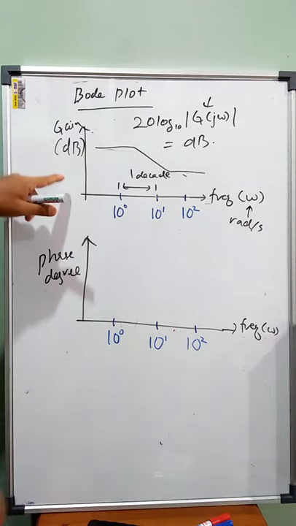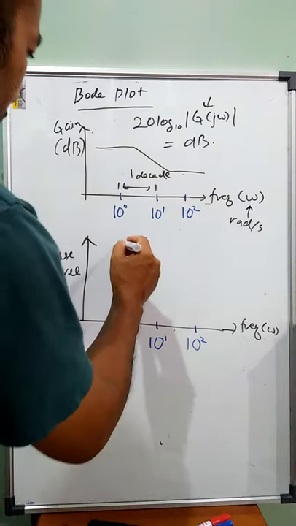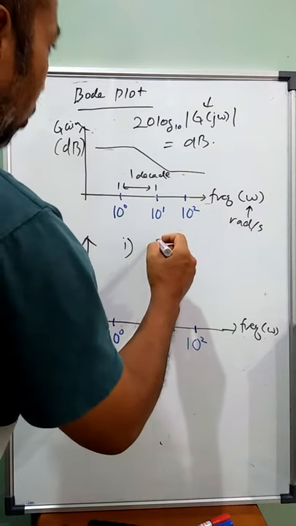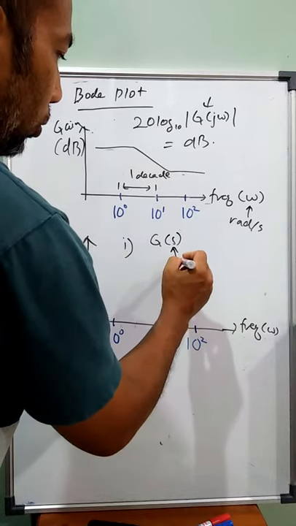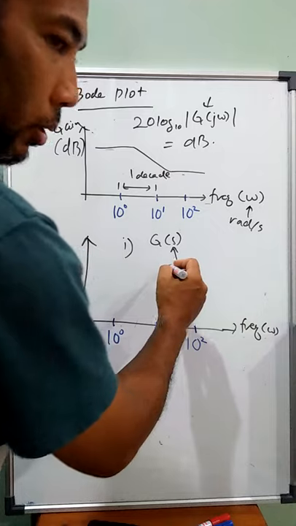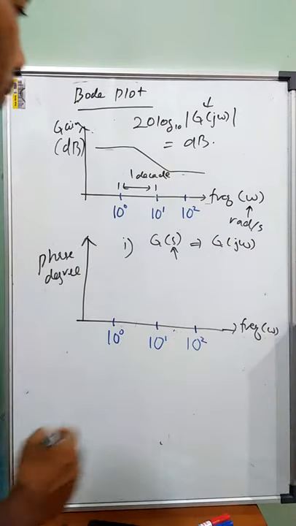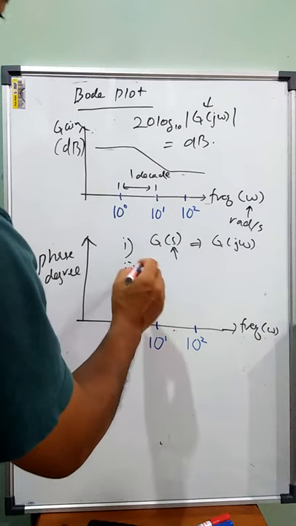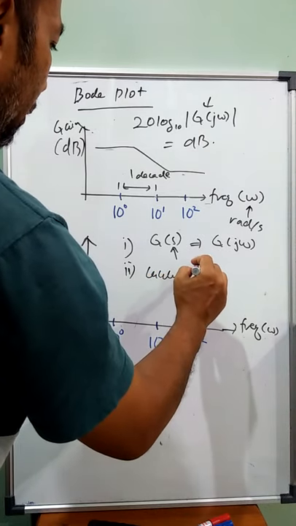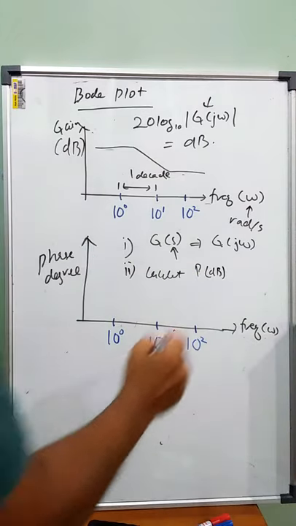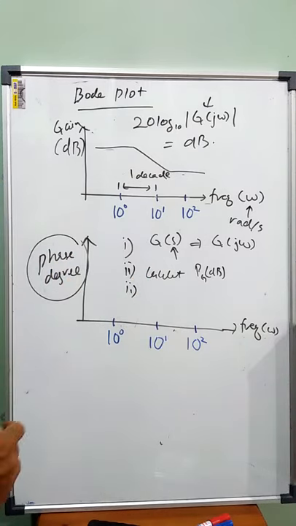Now the procedure, the steps to plot the Bode plot. First, we have to convert the open loop transfer function G(s) from the s domain by frequency transformation to the omega domain, so we convert s to j omega. Second, we calculate the power gain in dB. Third, we calculate the phase angle.